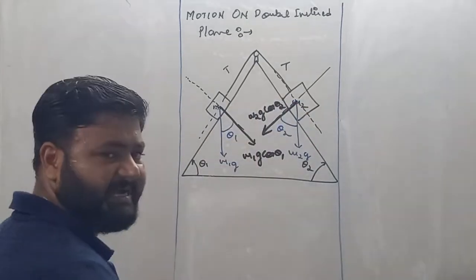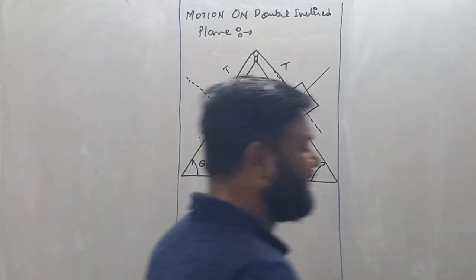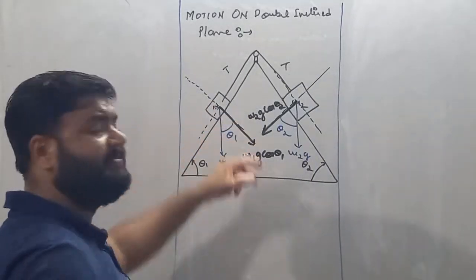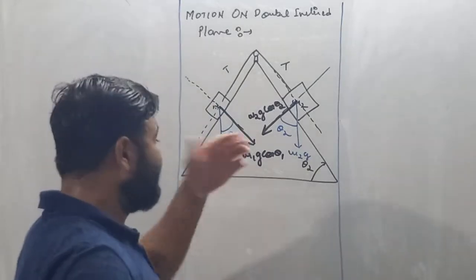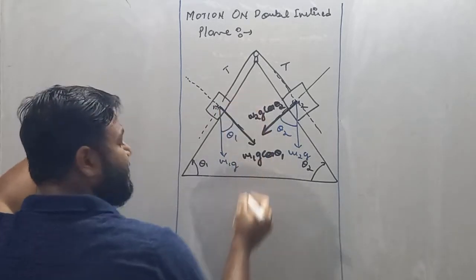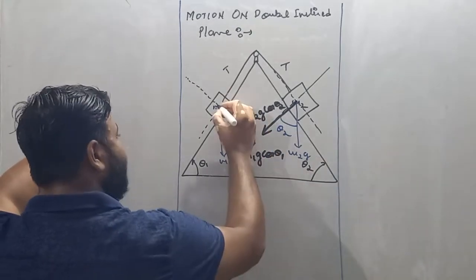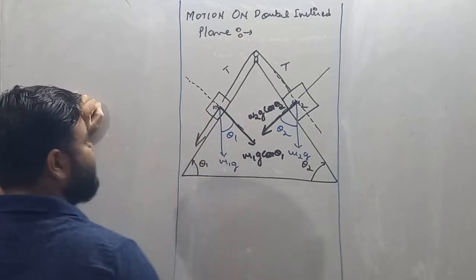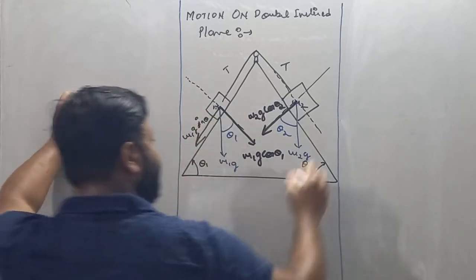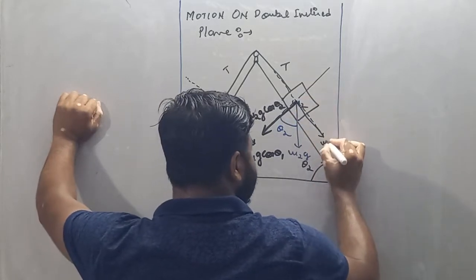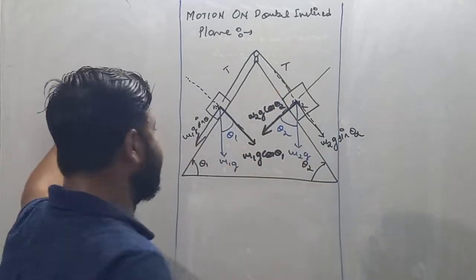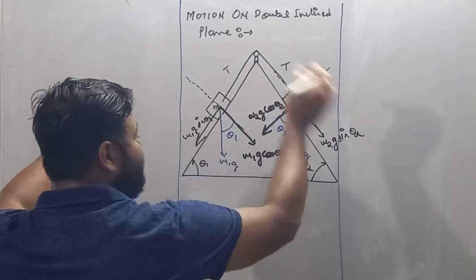I hope you all understand this thing. We do nothing, we just break the components. We know that every vector has two components, one is cos and the other is sine. Now see my dear student, the other component must be sine and it must be perpendicular to the cos component. So along this axis it is m1g sine theta 1. Similarly, along this axis it is m2g sine theta 2. I hope you all understand. This is theta 1 and this is theta 2.